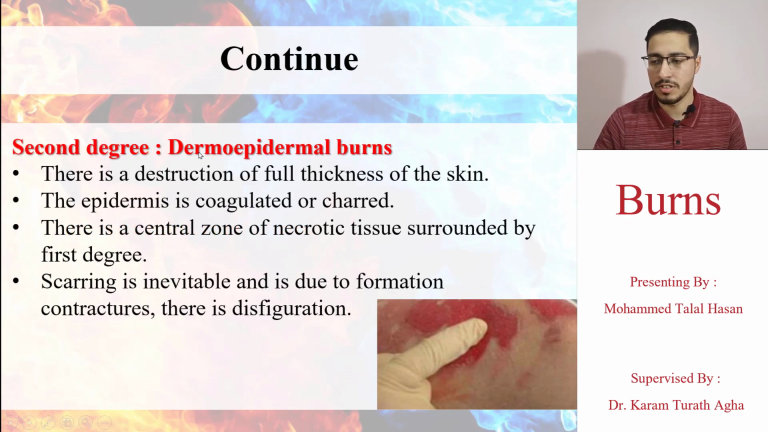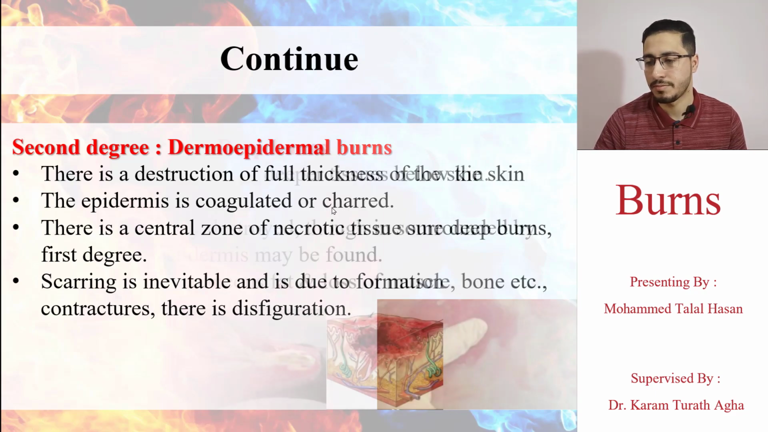Here is the second degree, which is called the dermoepidermal burn, also called the partial thickness burn. There is destruction of the full thickness of the skin, and the epidermis is coagulated or charred. There is a central zone of necrotic tissue surrounded by first degree burn, and scarring is inevitable, due to formation of contractures. There is disfiguration of the skin. This picture shows the second degree burn.